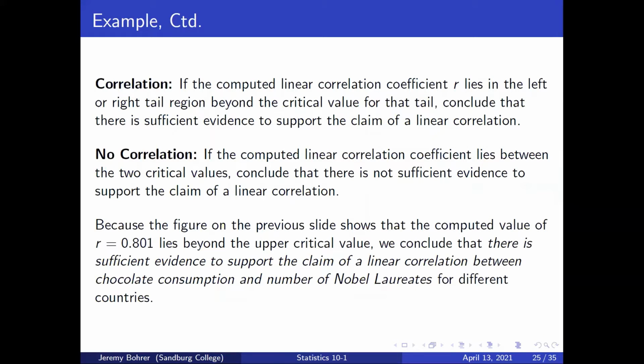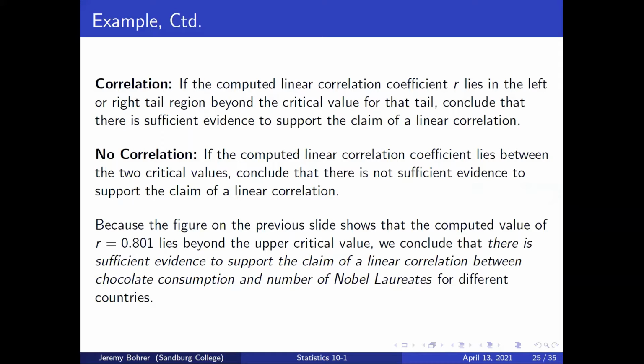If the computed linear correlation coefficient R lies in the left or right tail region beyond the critical value for that tail, conclude that there is sufficient evidence to support the claim of a linear correlation. If the computed linear correlation coefficient lies between the two critical values, conclude that there is not sufficient evidence to support the claim of linear correlation.